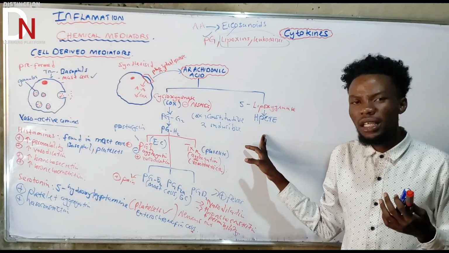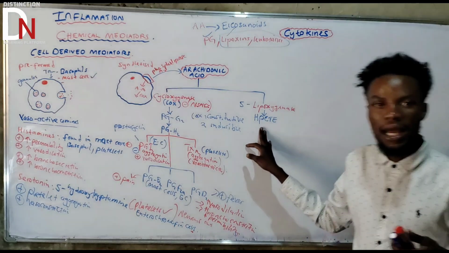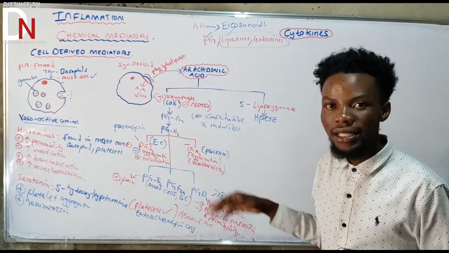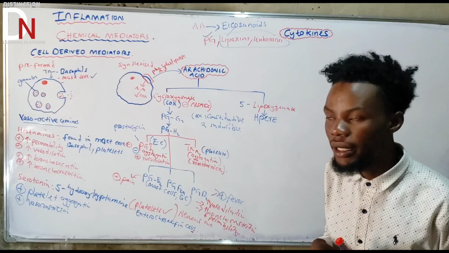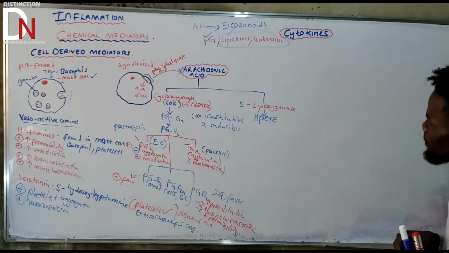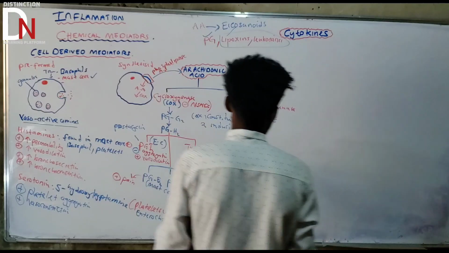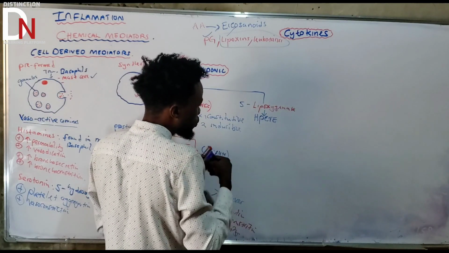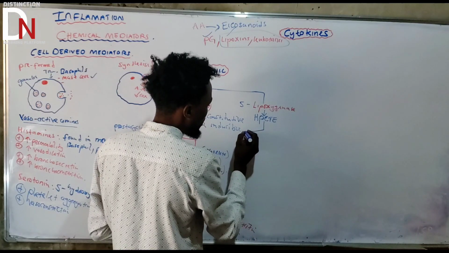But in full, HPT is hydroperoxy eicosapentaenoic acid. That is the full name. No wonder I said it's better we just call it HPT, because it has a long name. Now this HPT is going to be converted into something. Let me just say two important pathways. It's going to be converted into two important pathways.